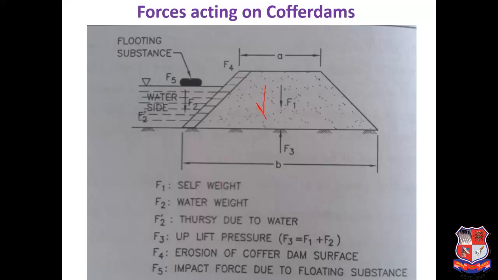So first it is self weight F1, then F2 is the water weight, so there is a weight of water. Third is F2 dash, that is the thrust due to water. Next is uplift pressure, that is F3, which is equal to F1 plus F2. F4 is erosion of the cofferdam surface, so that is considered erosion. Then F5 is the impact force due to floating substances, if some floating substances are there that are going to affect it. So these are the forces to be considered for the design of cofferdam.